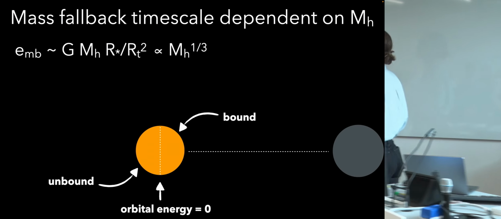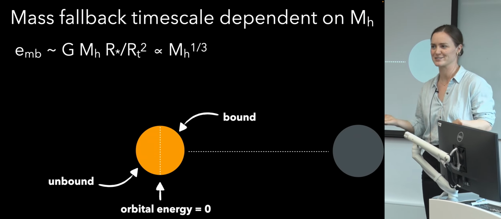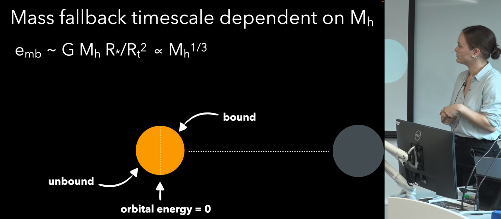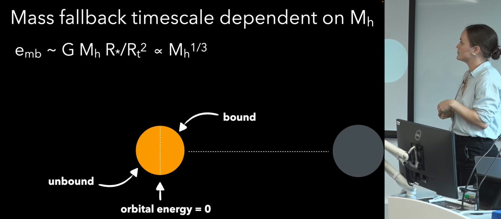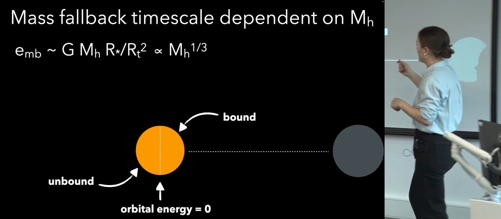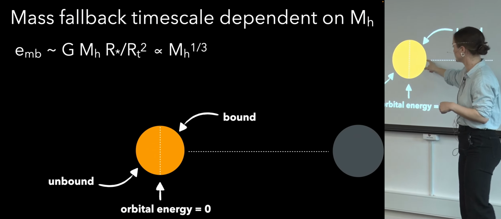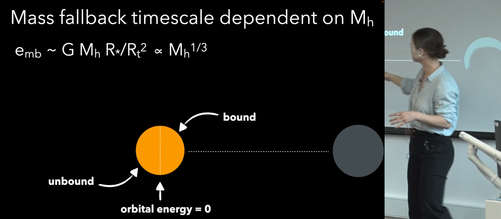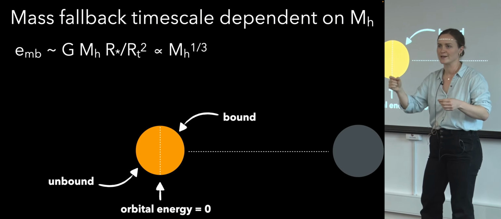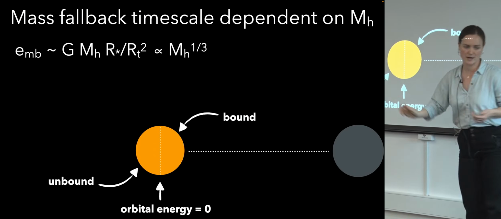Now, the mass fallback timescale is also dependent on the mass of the black hole. And this is very interesting because that's one of the things that we actually want to constrain with TDEs. And we can see this if we look at the dependence of the most bound debris on the orbital energy timescale, the most bound debris to the black hole. So if we have our black hole, if it's on a perfectly zero energy orbit, so that's like parabolic, eccentricity approaching 1, then half of it will be unbound, half of it will be bound.